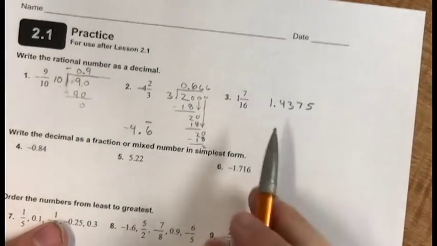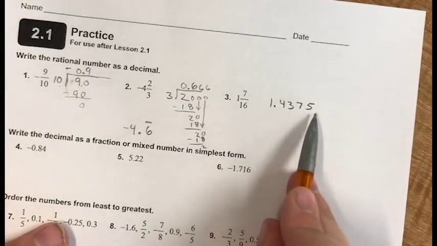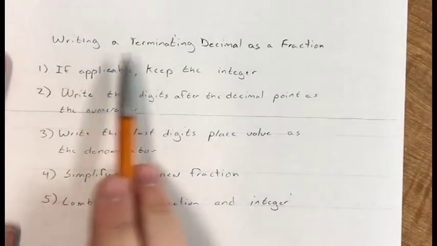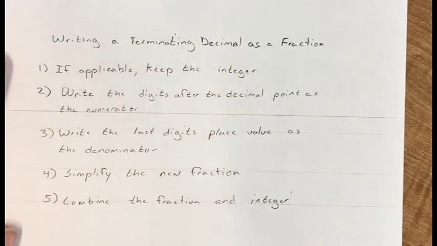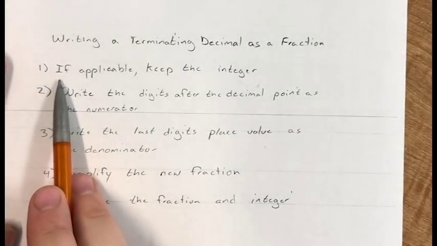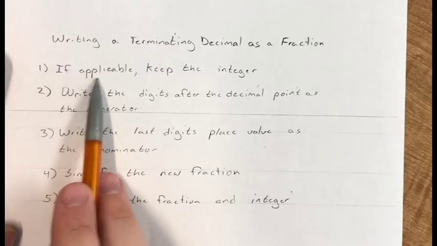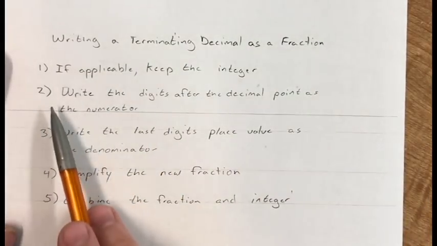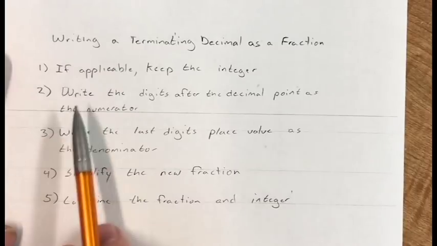What you should have got was 1.4375. So the next piece of this is to change a terminating decimal into a fraction. That is what we're going to do. So the very first step is much the same as the last time. If applicable, keep the integer. Makes your life easier.